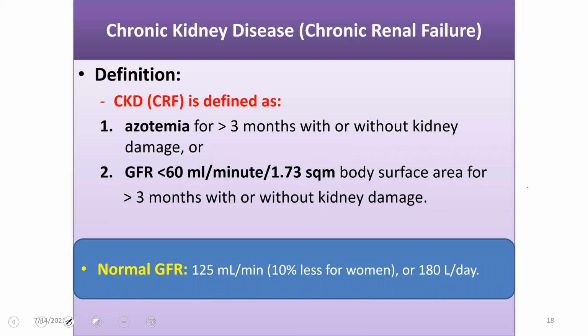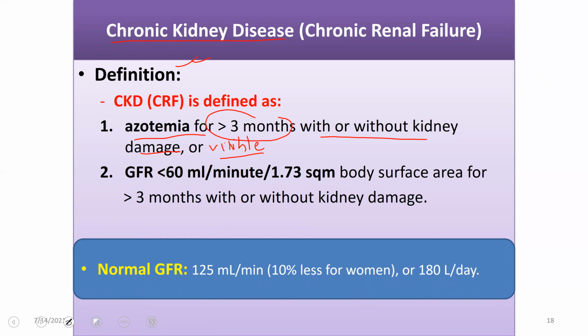Chronic renal failure is nowadays considered under a new name, and that is chronic kidney disease. The definition of chronic renal failure is as follows. It says that there should be azotemia for more than a 3 month period with or without visible kidney damage.